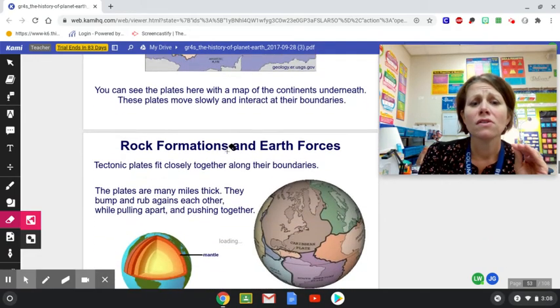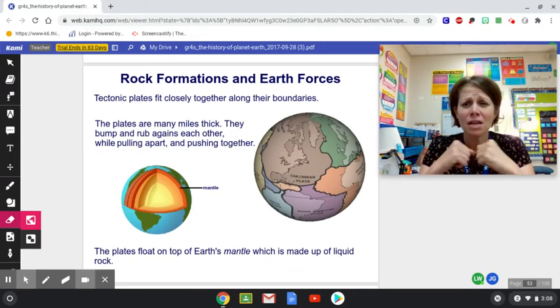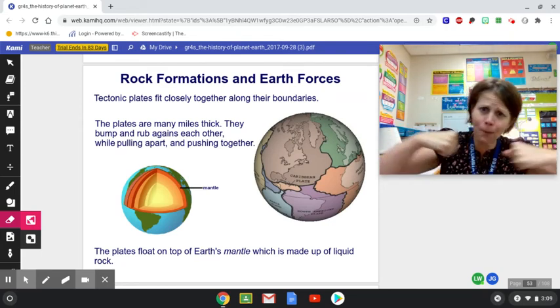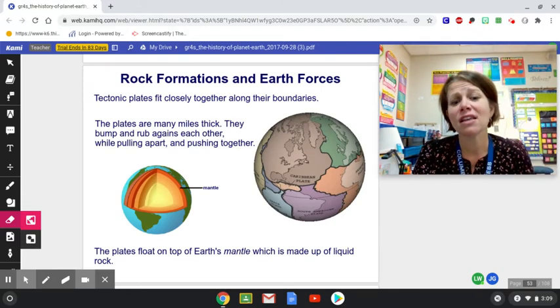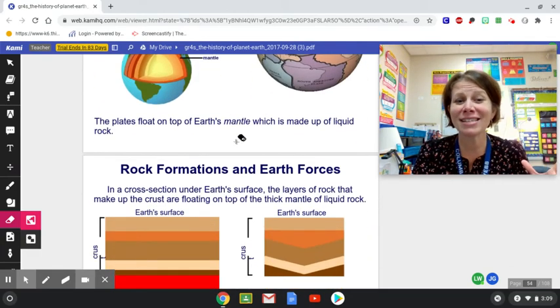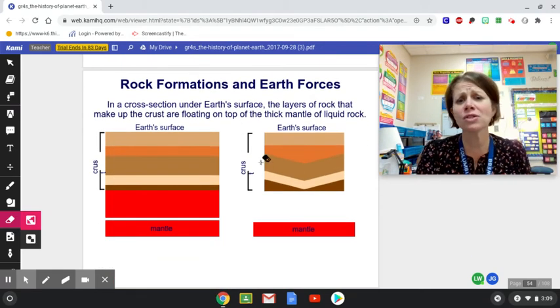So sometimes the plates fit so close together that when they interact, sometimes they bump and sometimes they rub against each other, and sometimes they are pulling apart and sometimes they're pushing together. These enormous plates are all floating on top of the mantle. So these forces are causing disruption in the rock layers. So here's an example. Here is a cross section of under Earth's surface. And these layers of rock that make up the crust are floating on top of the thick mantle of liquid rock. So that's what they are. So this one is not disturbed. If you look over here, this one is sure disturbed, right?